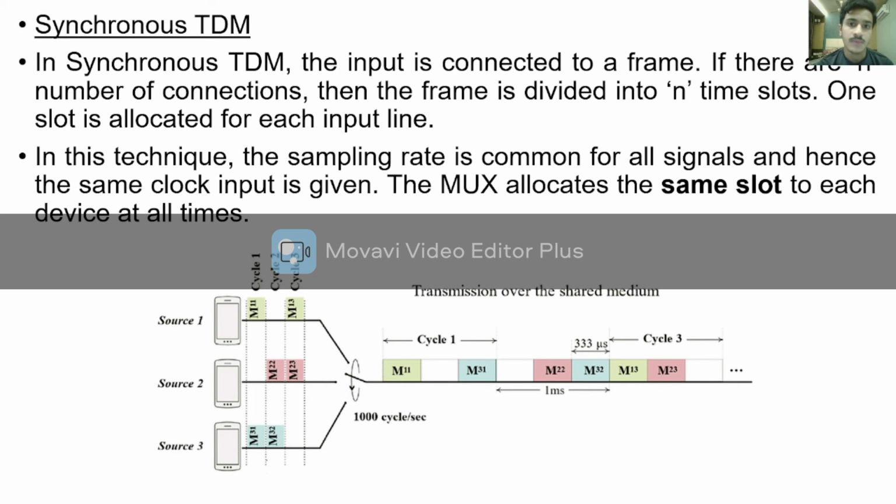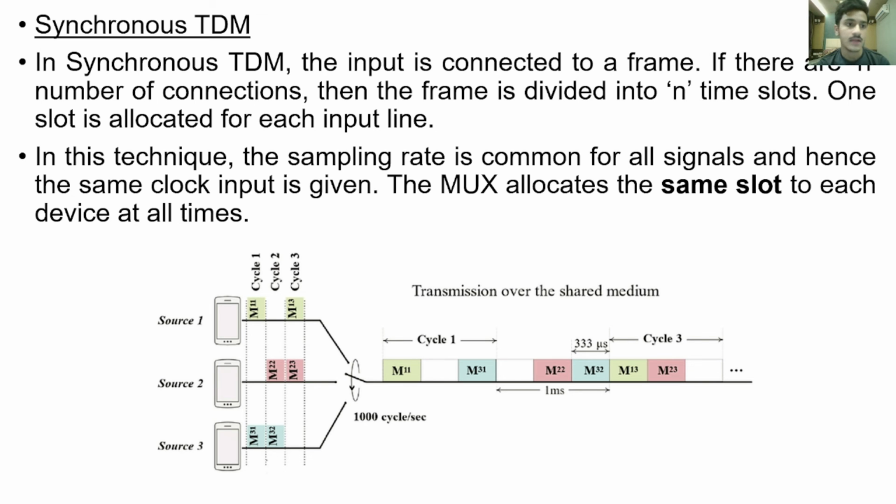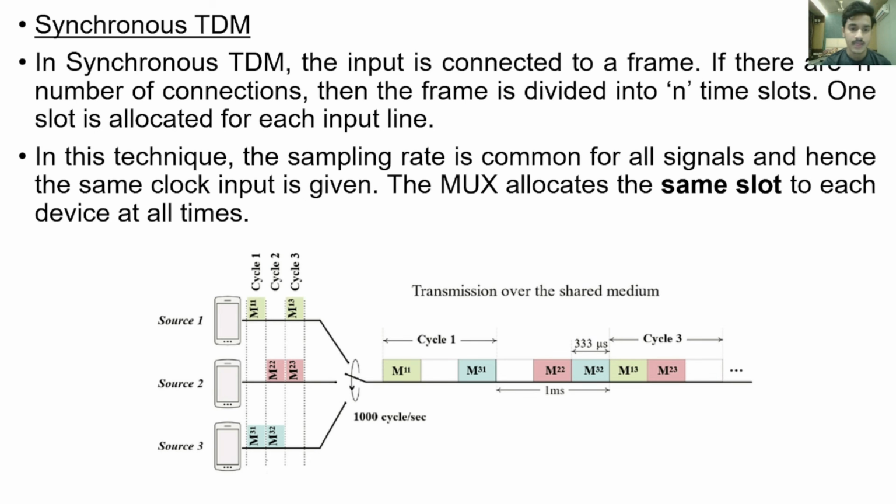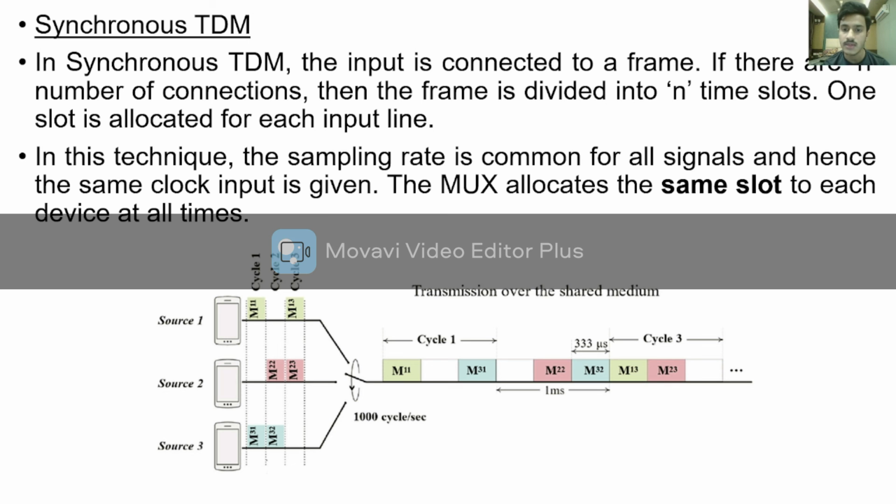Synchronous TDM. The input is connected to a frame. If there are n number of connections, then the frame is divided into n slots. One slot is allocated for each input line. In this technique, the sampling rate is common for all signals, and hence the same clock input is given. The mux allocates the same slot to each device at all times. Here we can see three sources which are emitting signals, and these signals are connected as an input to the multiplexer. The multiplexer then divides the signals into cycles, which are then transmitted over a medium and received at the other end.